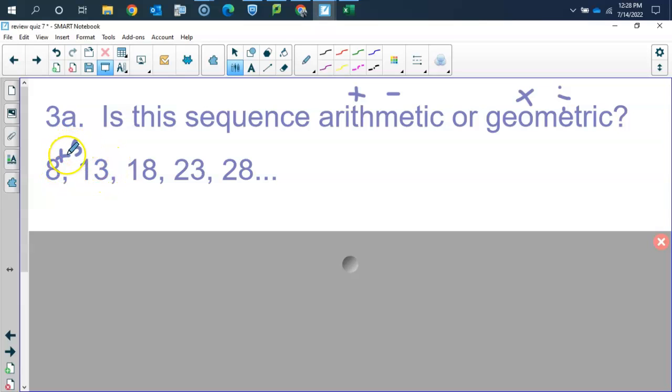Then I say, okay, well, is the pattern adding 5? Well, 13 plus 5 is 18. 18 plus 5 is 23. 23 plus 5 is 28. So you should have said that that was arithmetic because you are adding.